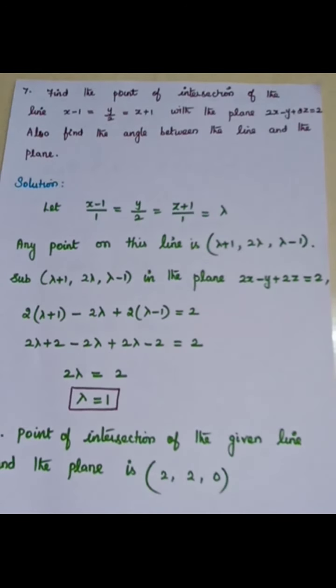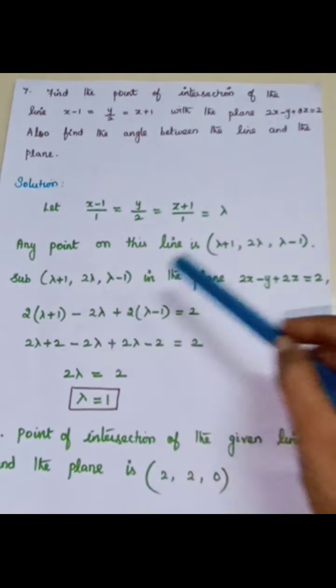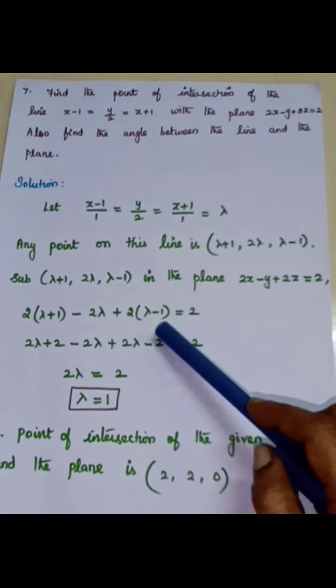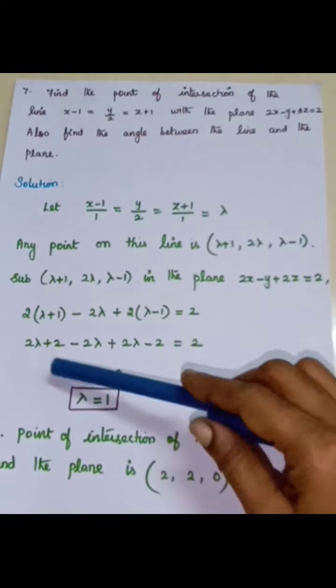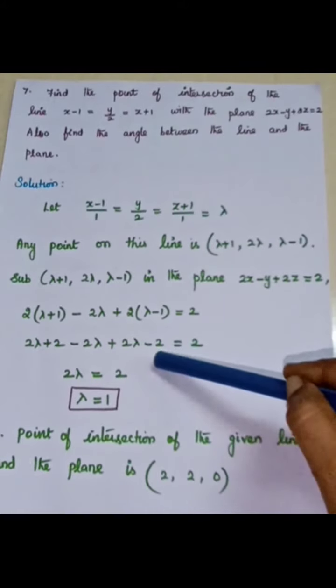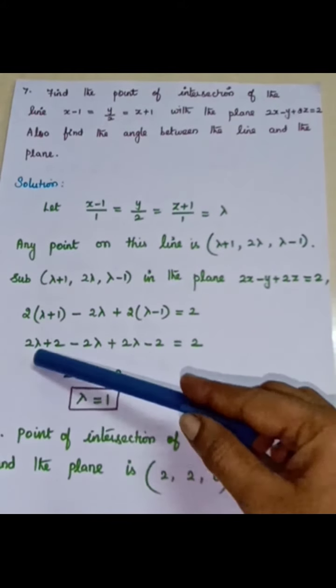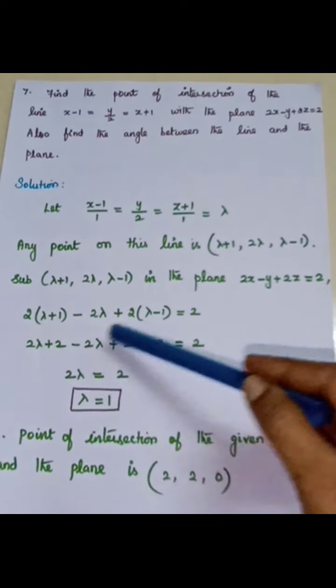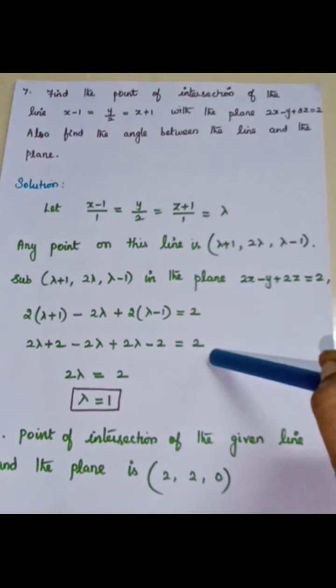Okay, so point of intersection means that the point should lie on the line as well as the plane. So you take this point and substitute it in the plane equation. In the place of x, you substitute lambda plus 1. In the place of y, you have 2 lambda. And in the place of z, you substitute lambda minus 1, is equal to 2. If you simplify, 2 lambda plus 2 minus 2 lambda plus 2 lambda minus 2 is equal to 2. The plus 2 lambda and minus 2 lambda get cancelled. So this 2 lambda is written here, and plus 2 minus 2 is getting cancelled. So here you are having 2 lambda is equal to 2.